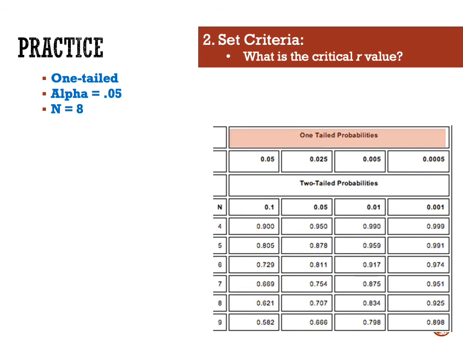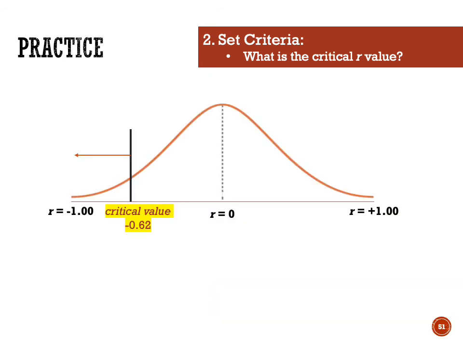So again, our hypothesis is one-tailed. The significance level is 0.05. The N equals 8. So if I follow that information, I get a critical value of 0.621 or 0.62 when we round. Specifically, our critical value is negative 0.62 because again, the researcher suspects that there's going to be a negative correlation. This is a one-tailed test, so our critical value is to the left of this distribution. So it's negative 0.62.